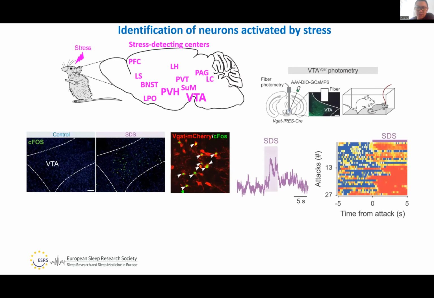And also, we used a calcium indicator to determine the acute response using GCaMP6. We expressed GCaMP6 in VTA VGAT neurons, and these cells rapidly and strongly responded when mice experienced an attack during social defeat stress.